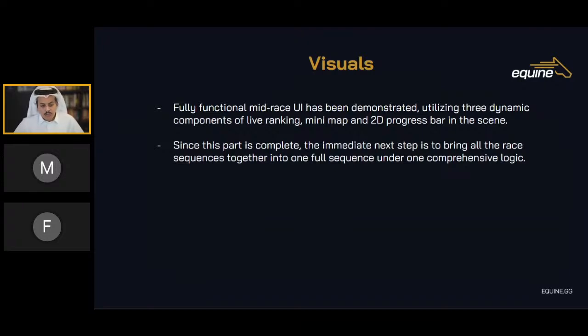Now that this part is complete, the immediate next step is to bring all of the race sequences together, which we've explained, I think, in the last town hall, to make them into one full sequence under one comprehensive logic. There are more steps beyond this. Once you have it all in one sequence, we're going to have to hash out the individual points that need to be done.